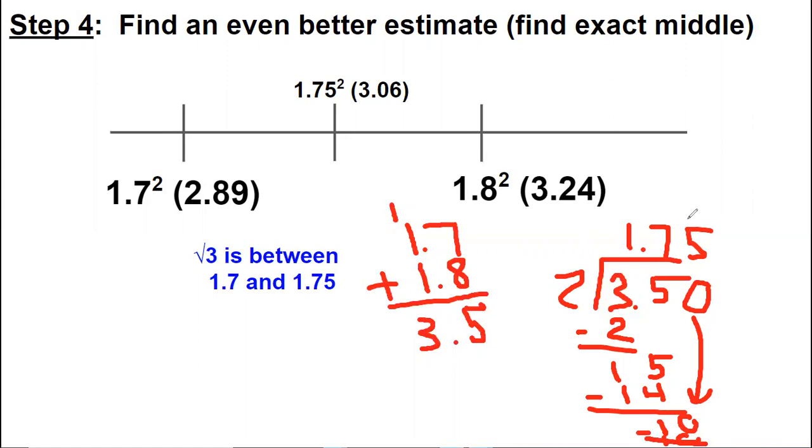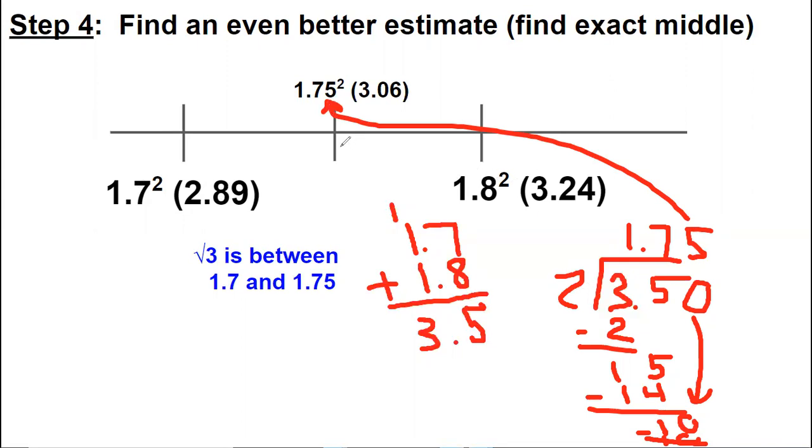So that's where my 1.75 came from. I found the average of 1.7 and 1.8, the number right in between 1.7 and 1.8. Add the two numbers up on the left and on the right and divide by 2. And that gives you that.